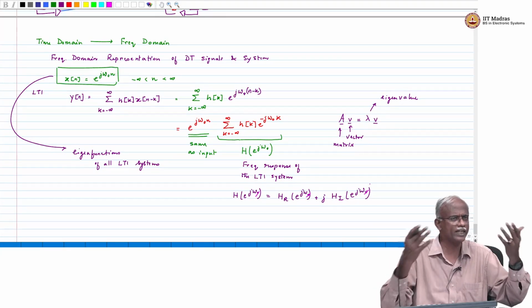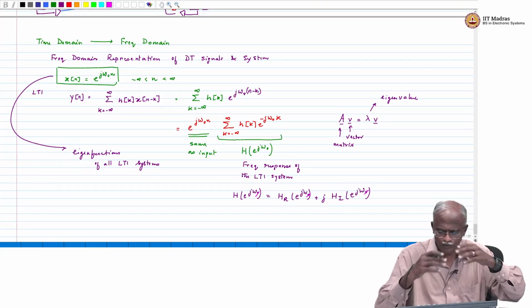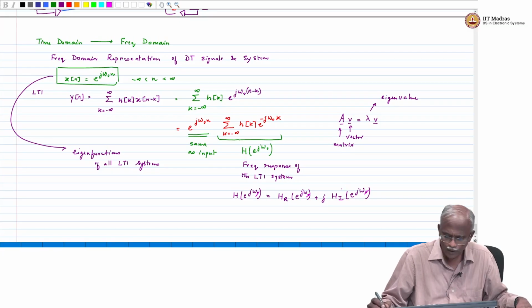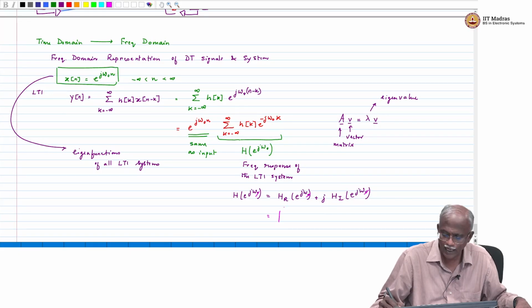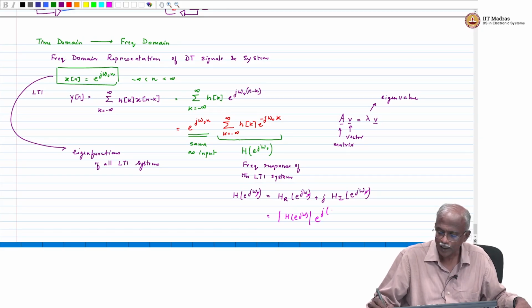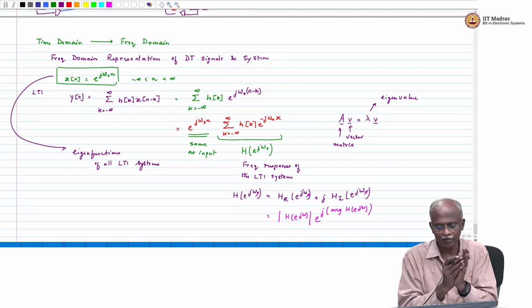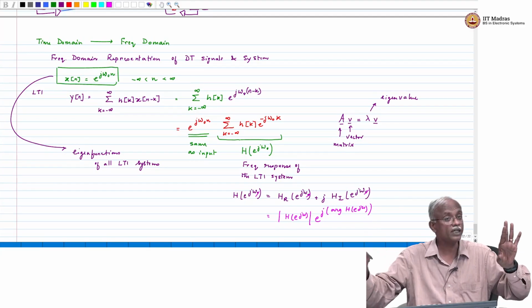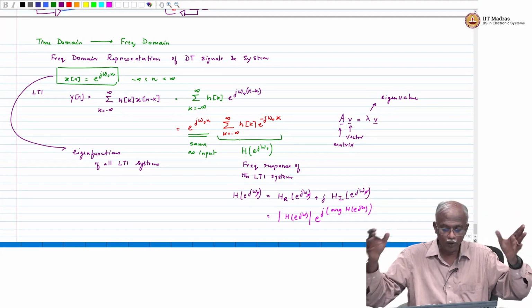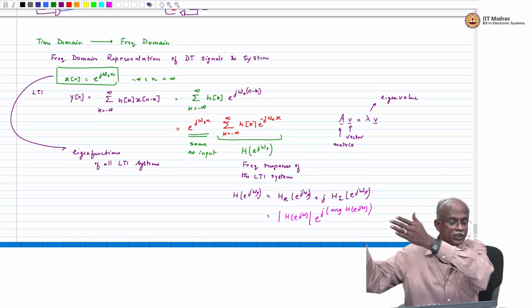It is applicable for any value, not only for one frequency omega naught, it is valid for any omega. Okay, you have real part and imaginary part. Then you can also write it as the magnitude of H(e^{jω}), which is a complex quantity, e power j times the argument of H(e^{jω}). So basically you can look at the frequency response of an LTI system in terms of the real part and imaginary part. You can also talk about a magnitude and phase component.